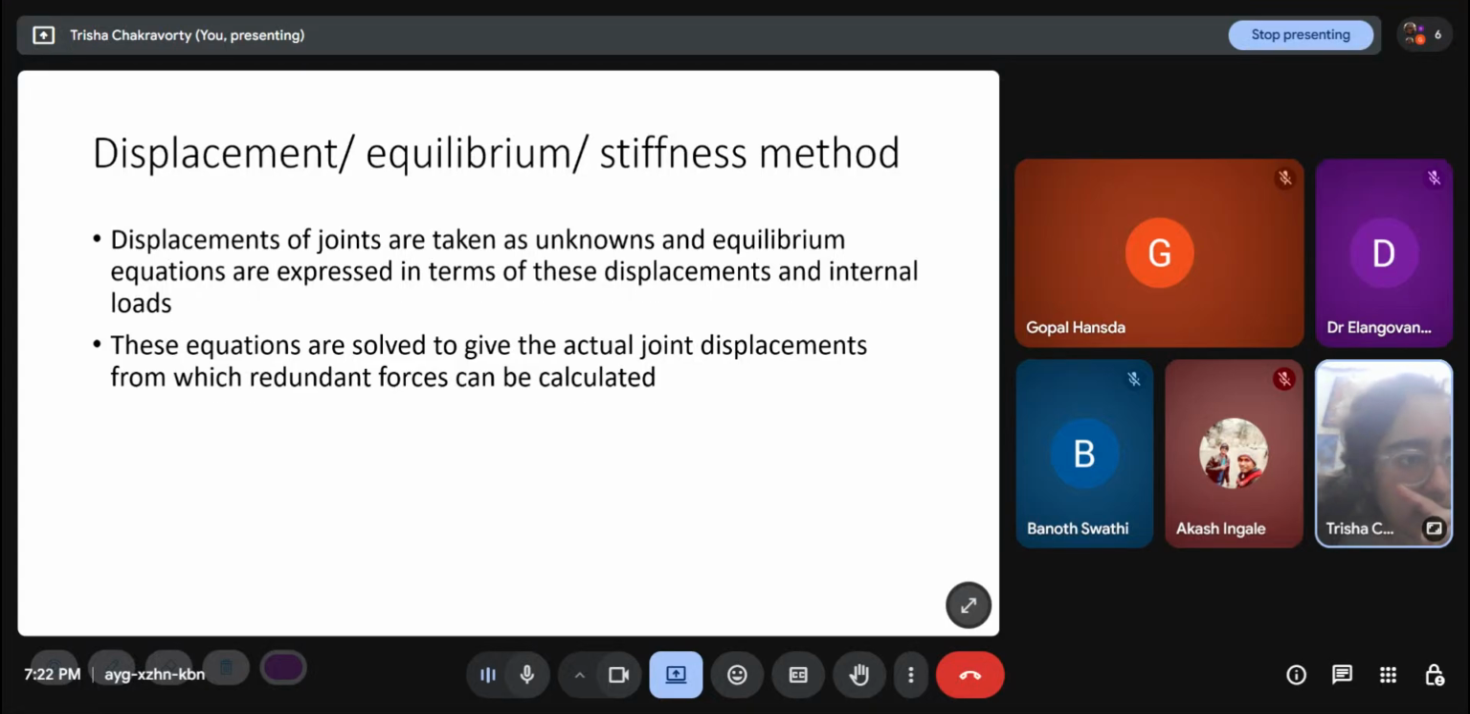So if we write F equal to kx, force F is the applied force, x is the displacement in the spring, and k is the stiffness. So 1 by k is the flexibility. For a spring, 1 by k is the flexibility. For the stiffness matrix, we will see how to find the flexibility matrix if required.